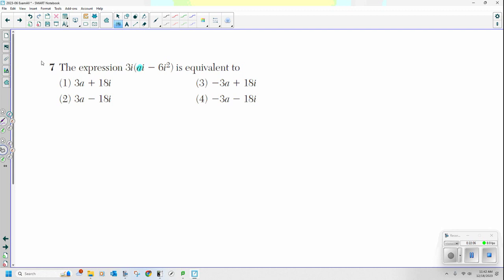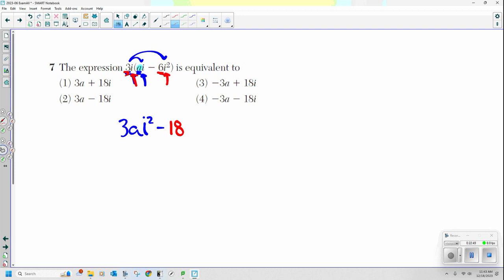For right now, the i is an imaginary number. It is not a variable. I'm just going to distribute this in. 3i times ai minus 6i squared. And no, I'm going to take that back. I'm not solving for anything. I could graph this, but I can't solve if there's a variable. So, 3i times ai. Well, 3 times a is 3a. i times i is i squared. Minus 3 times 6 is 18.